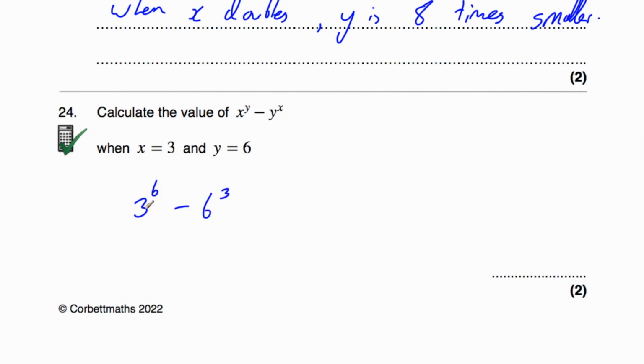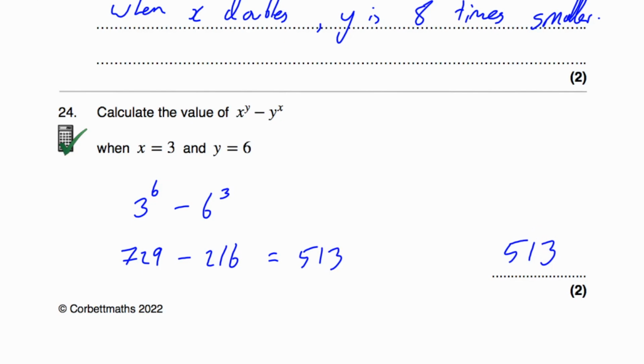So 3 to the power of 6 is equal to 729, doing 3 times 3 times 3 times 3 times 3 times 3. Alternatively, on my calculator, I just typed in 3 to the power of 6. Subtract 6 cubed, which is equal to 216, doing 6 times 6 times 6, or just on my calculator doing 6 cubed. And when we do that, we get 729 take away 216 is equal to 513. So the answer is 513.